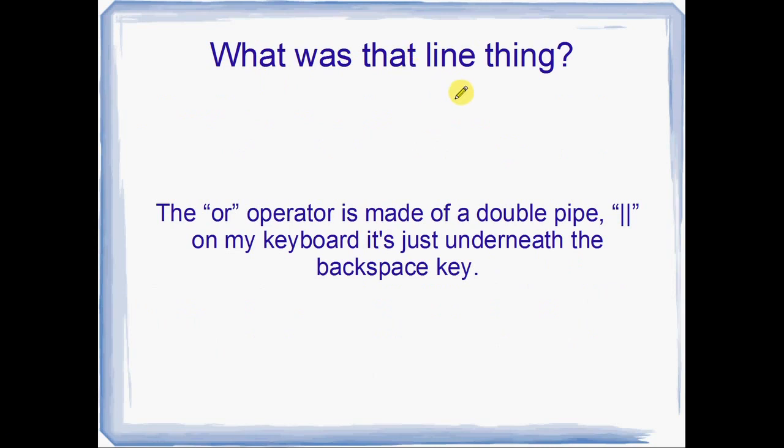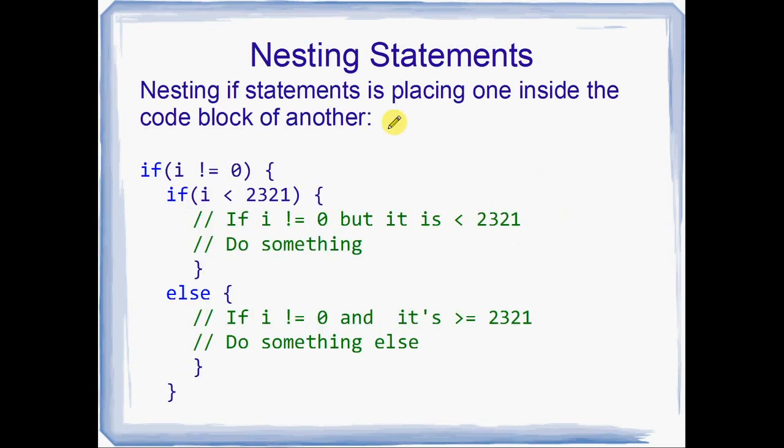Okay, what was that line thing? The pipe, on my keyboard it's just below the backspace key. It's called a pipe, above the enter key. Have a look, you'll find it. You might have used it before. The pipe. So that's OR. I don't know why they call it OR, a double pipe, but anyway.